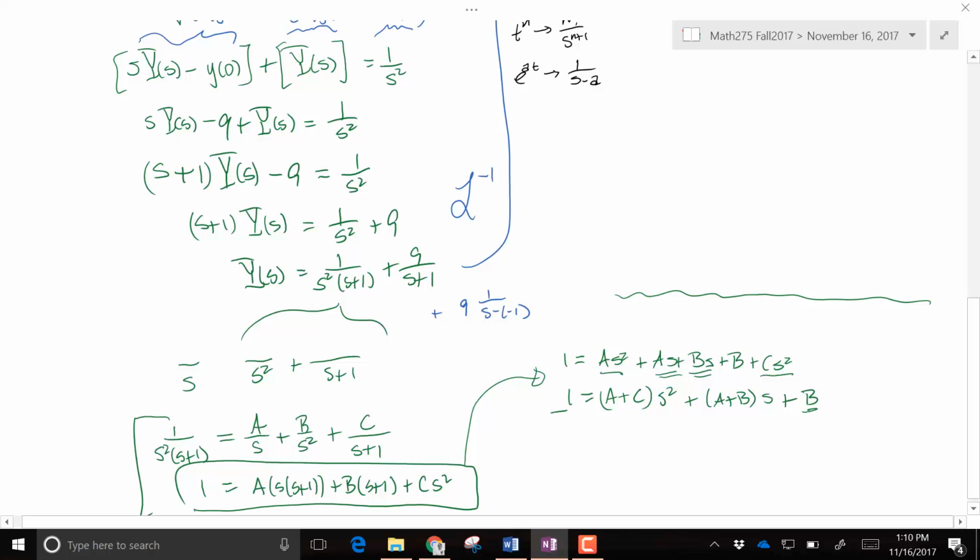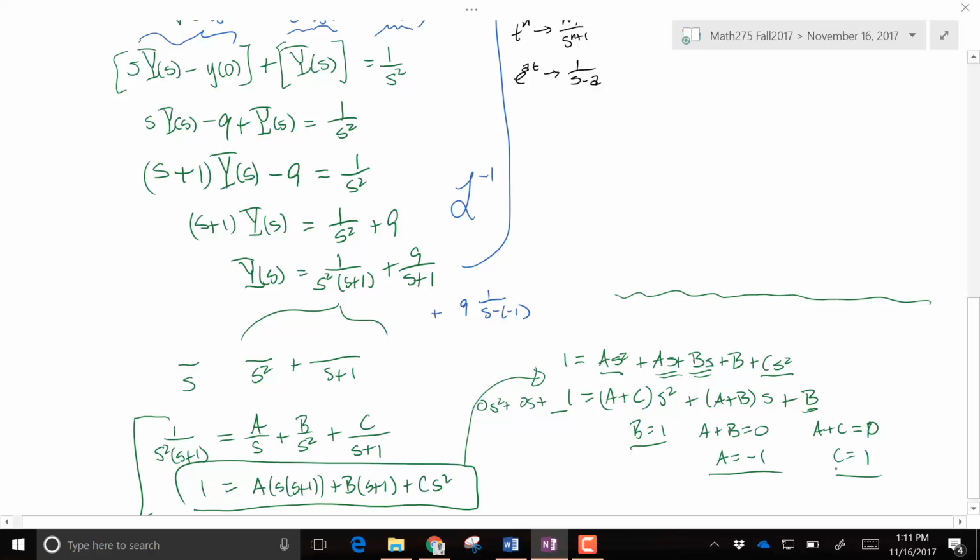All right, let's continue on. So just by rearranging this here, we can imagine that we have a 0 s and a 0 s squared. So we know that a plus c is equal to 0, a plus b is equal to 0, and b is equal to 1. So if b is equal to 1, then a is equal to -1. If a is equal to -1, then c is equal to +1. So here are our values.